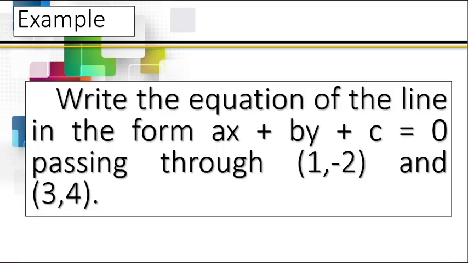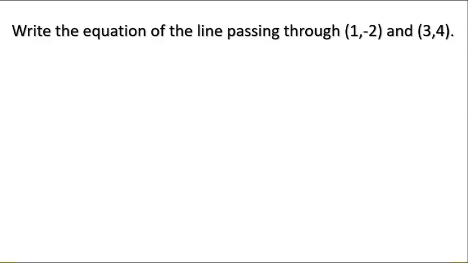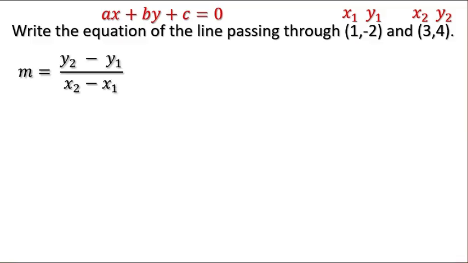Write the equation of the line in the form ax plus by plus c equals 0, passing through (1, negative 2) and (3, 4). So let's copy our problem. Remember that the required form must be ax plus by plus c equals 0. So now let's label our x sub 1, y sub 1, x sub 2, and y sub 2. The first thing to do here is to compute for our slope using the formula m equals y sub 2 minus y sub 1 all over x sub 2 minus x sub 1.